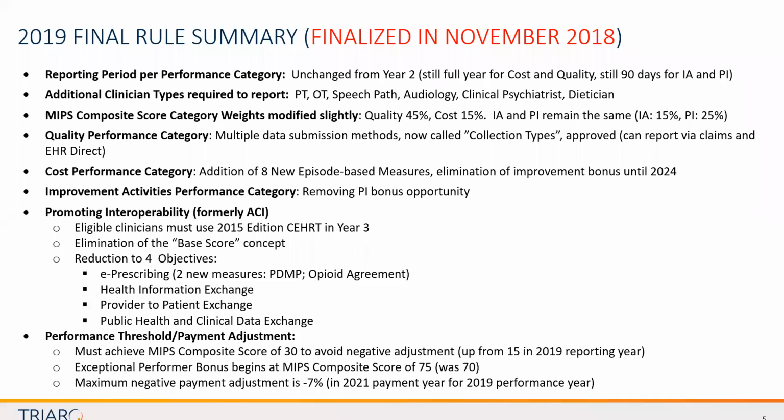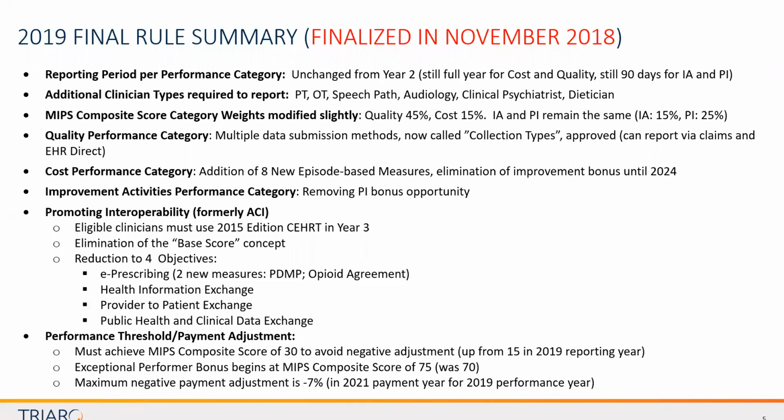The weight of each category, so how much does each one count, is modified slightly. This is the trend they told us we would see. So quality has gone down by 5% from 50 to 45, but cost has gone up by that 5% from 10 to 15. They're warning us, cost is going to continue becoming a bigger deal. Improvement activities remains 15 and PI remains at 25. And that is if you are not a MIPS APM, so if you're not in an ACO. If you're in an ACO, it's slightly different, and I'll cover that in the performance category specific slides.